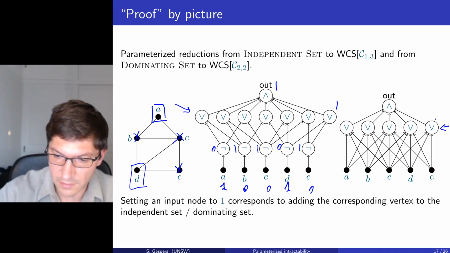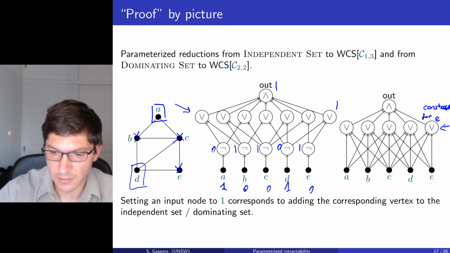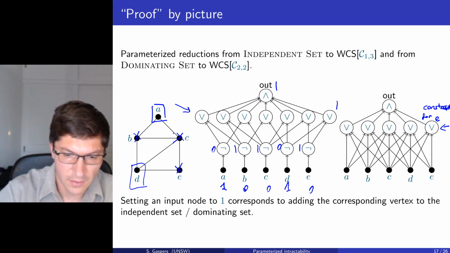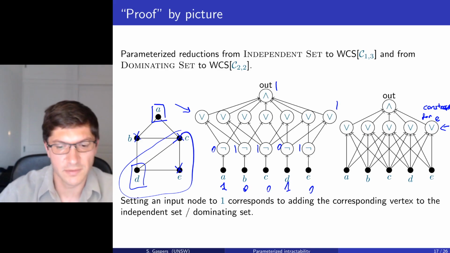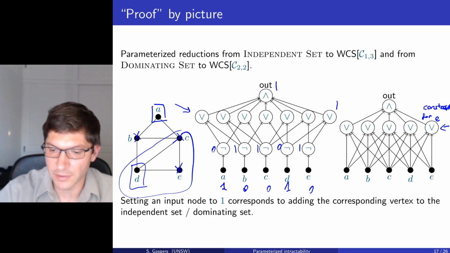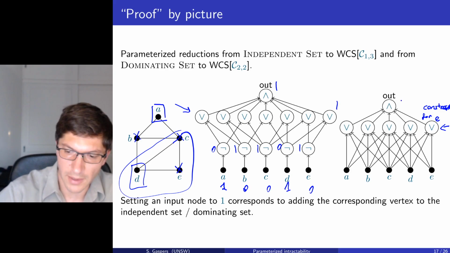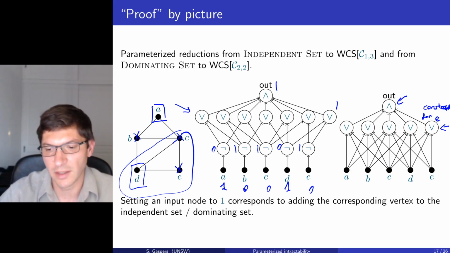So let's see. I think this node would correspond to the constraint on E. And it says that either E is 1, or D is 1, or C is 1. So at least one of these three vertices must be set to 1, so as to dominate the vertex E. And we have such a node in the circuit for each vertex in the graph, and that ensures that every vertex will be dominated, because we have a big AND at the output node.